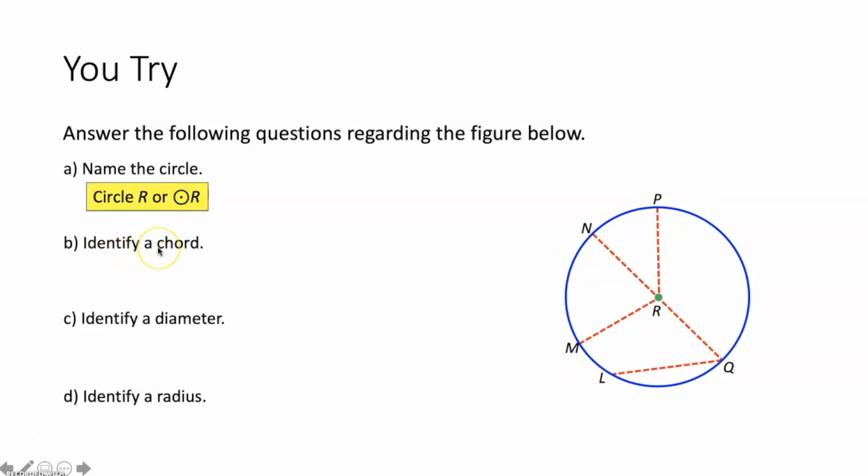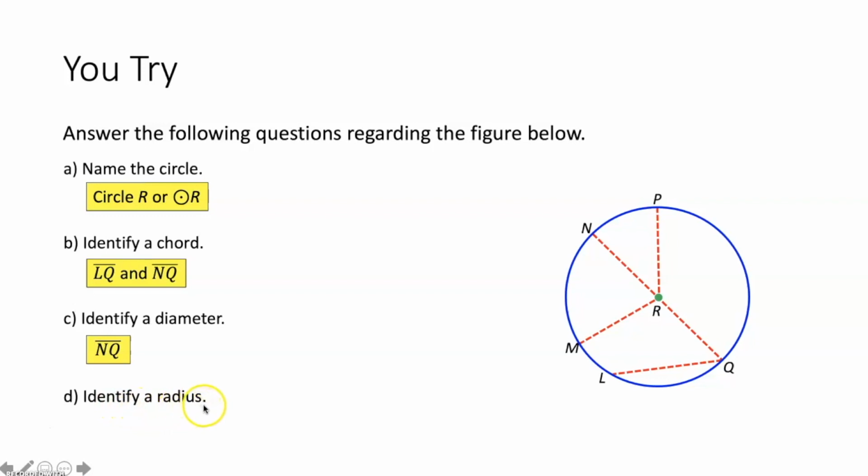Next, we want to identify a chord. Remember, a chord is a segment where both endpoints lie on the circle. So in this particular instance, there are two chords we see here. Segment LQ would be considered a chord because both endpoints lie on the circle. Segment NQ would also be considered a chord because both endpoints lie on the circle. Moreover, for segment NQ, it passes through the center of the circle, point R. Therefore, a chord that passes through the center of the circle must be considered a diameter of circle R. Lastly, we want to identify a radius.